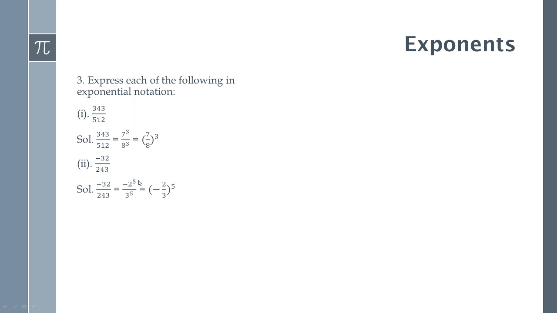Here I have done all in a shortcut way, but how did you get this minus 2 to the power of 5 and 3 to the power of 5? You have to do the LCM part. See, let's see.